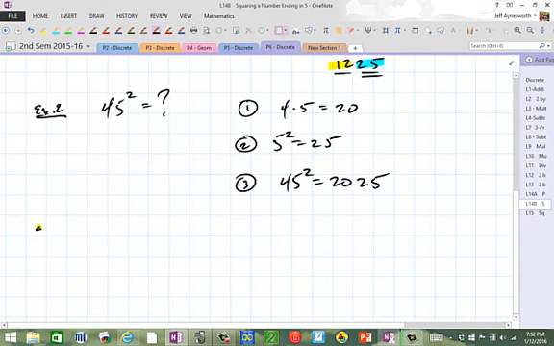The only difficulty comes in when you have a three-digit number. Let me just do it one more time. So 75 squared.